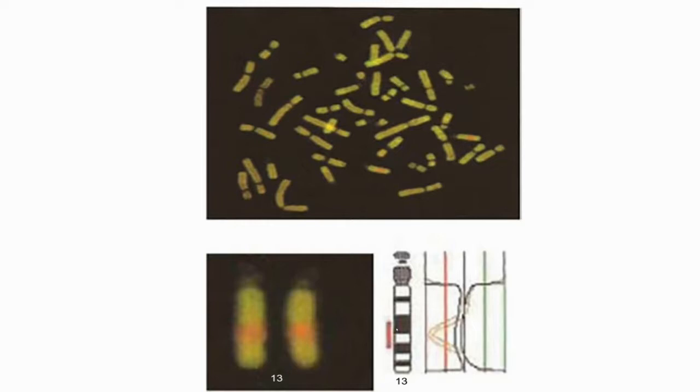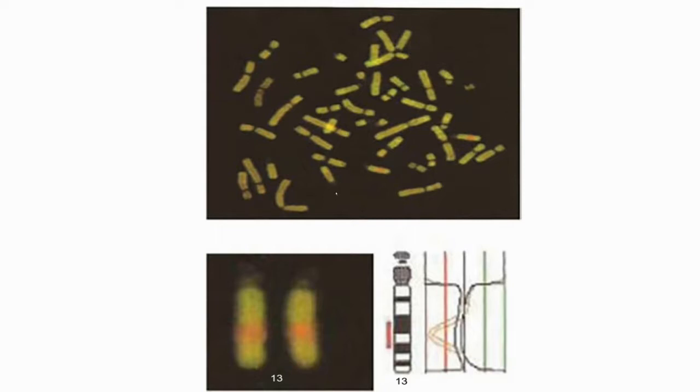So basically, you have the test DNA collected from the patient, and then you have normal reference DNA, and both DNAs are labeled with different fluorochromes. Okay, and then you hybridize them to normal chromosome spreads. All right, and then you compare their signal.